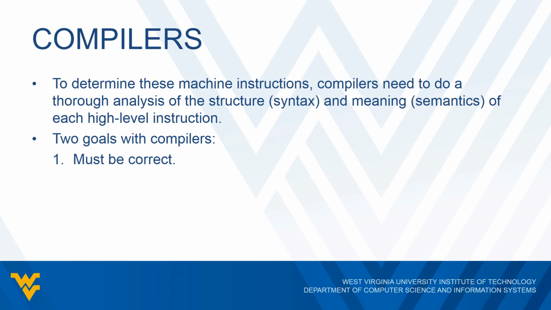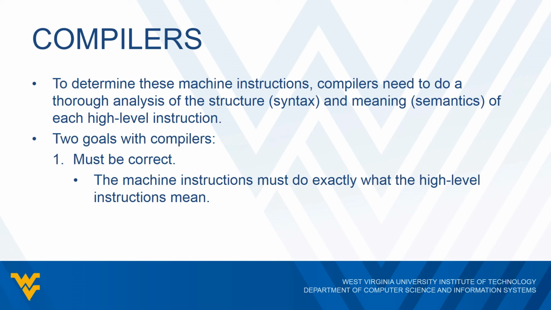The first one is correctness. So the machine language code produced by the compiler must do exactly what the high-level language statement describes and nothing else. So if the translation is wrong, that doesn't do us any good. What's the point of the translation if it's not even correct? So we have to make sure that we are translating the high-level language to the machine language correctly.